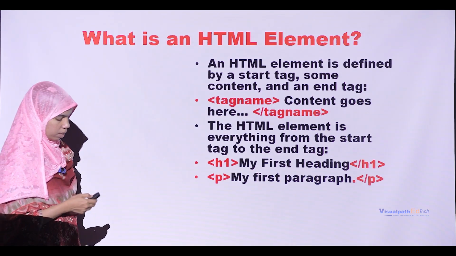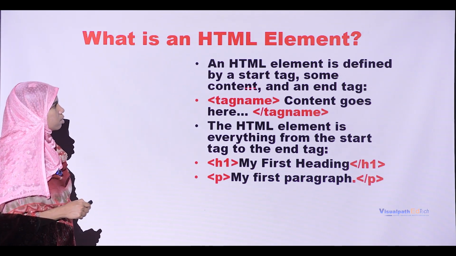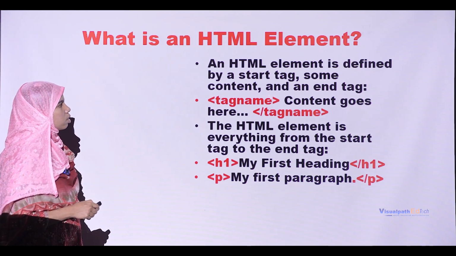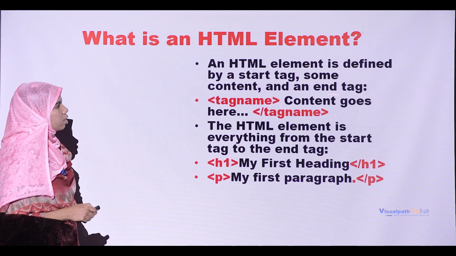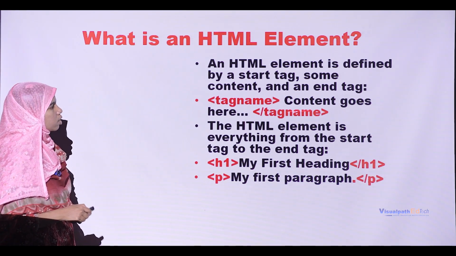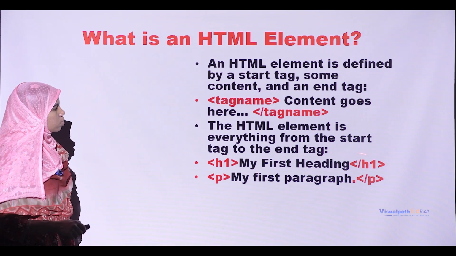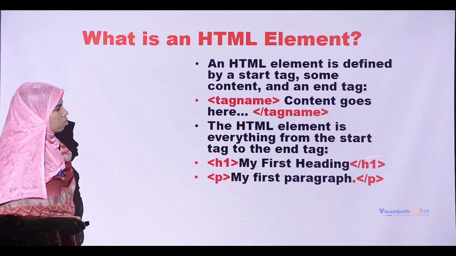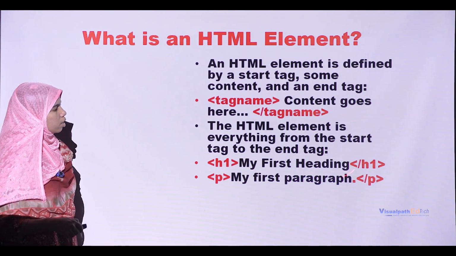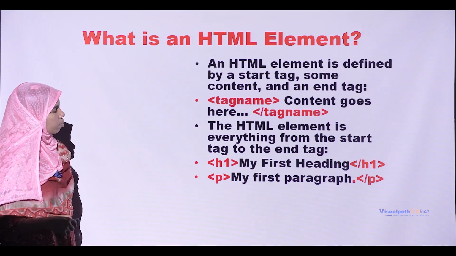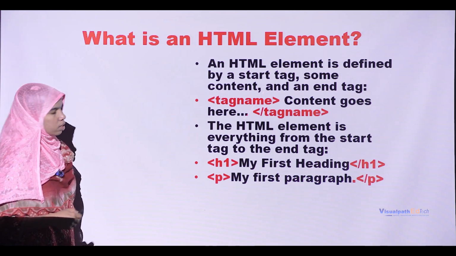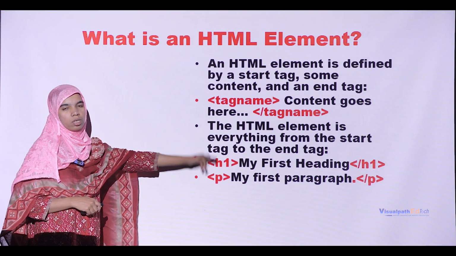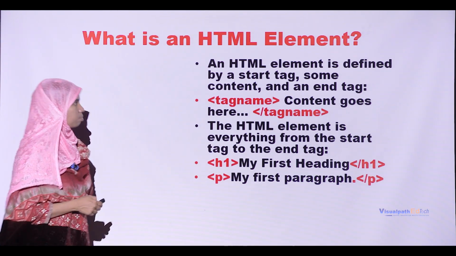So, what is an HTML element? An element is something that is defined by a starting tag, some content in it, and the ending tag. You can see here the tag name, the content goes here, and the closing. This is called a complete element. This is one example of an element, the H1 element. It has the opening tag, the closing tag, followed by the content that you want to display. Similarly, element P, element H1, element body. So all the tags that are enclosed in these angular brackets are the elements of HTML.